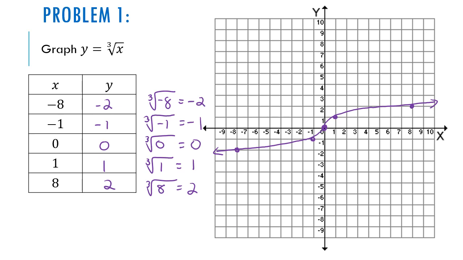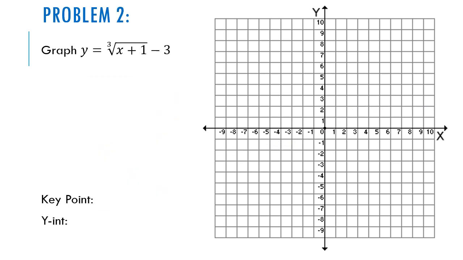Now, since the left side of the graph basically mirrors the right side, but the signs are just opposite, we really just need to figure out 3 points and then mirror the other 2. And you'll see what I mean when we look at our next function.